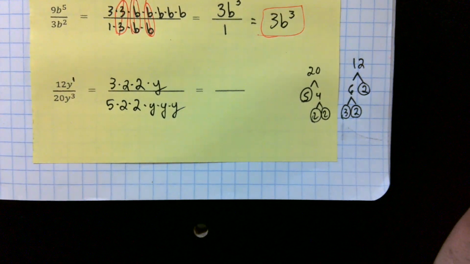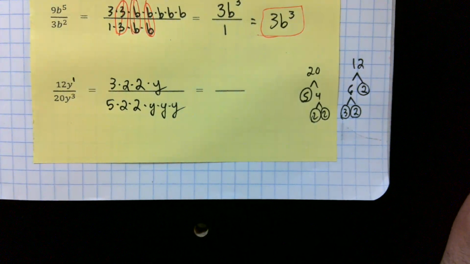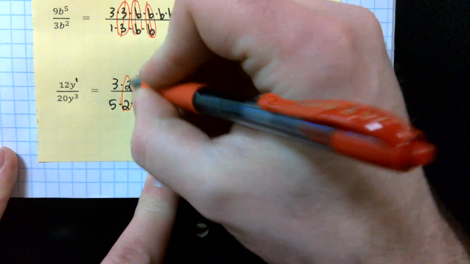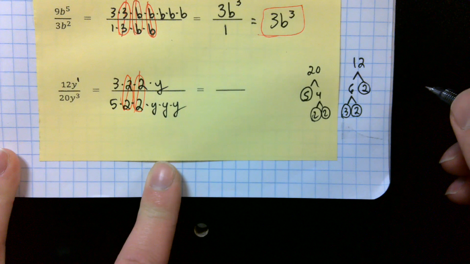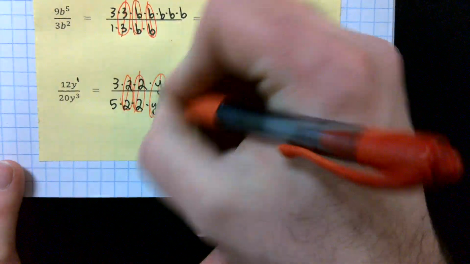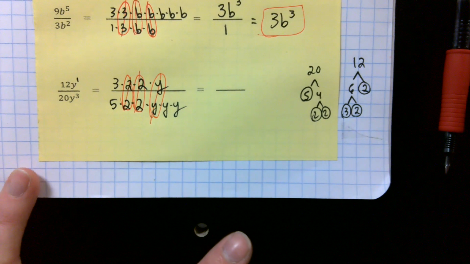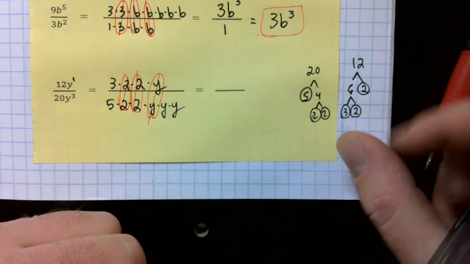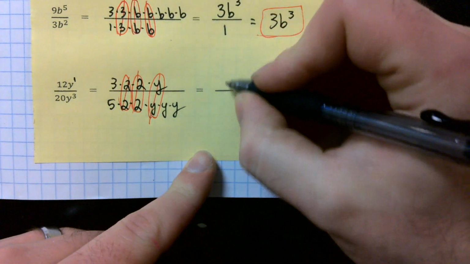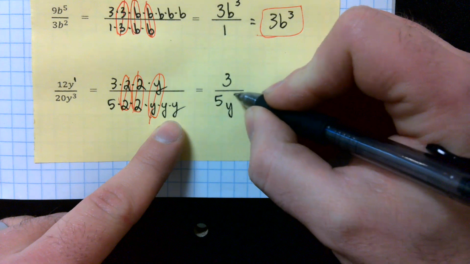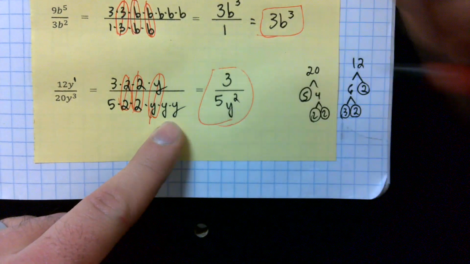All right, everybody with me so far? Let's focus on the numbers. What numbers can I circle up and cross out? 2. How many pairs of 2's? 2 of them. Boom, boom. How many y's can I circle up and cross out? Just 1. Boom. Anything else to cancel? Nope. Let's bring it back together. What's the only thing left in the numerator? 3. What number is left in the denominator? 5. And how many y's are left? 2. There's my answer.